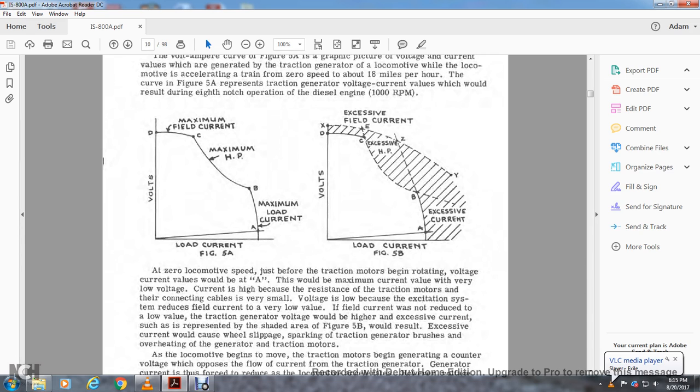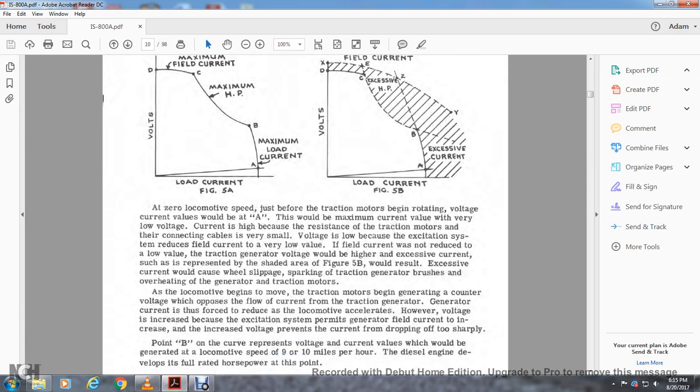Excess current would cause wheel slippage, sparking of the traction generator brushes, and overheating of the generator and traction motor. So this excessive current, this shaded region, would also cause stress, sparking of the traction motor, wheel slippage, and damage to the brushes, generator, and traction motor.